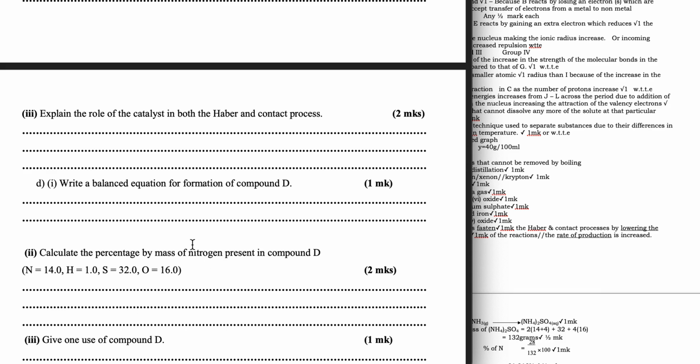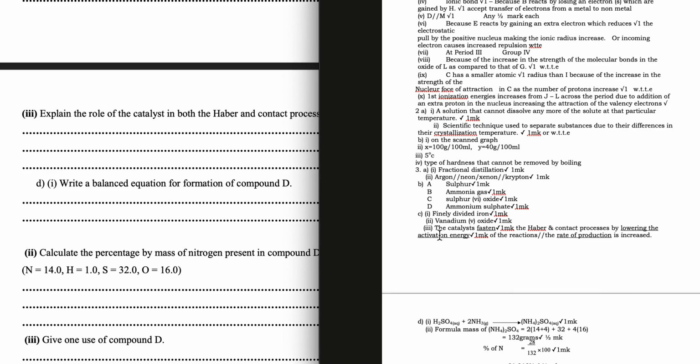Explain the role of the catalyst in both the Haber and contact process. The catalysts speed up the Haber and contact process by lowering the activation energy of the reactions, so the rate of production is increased.